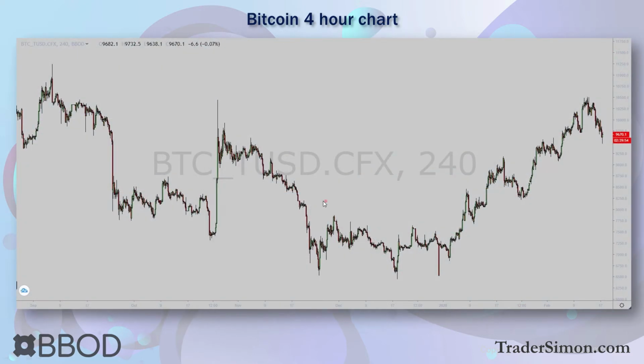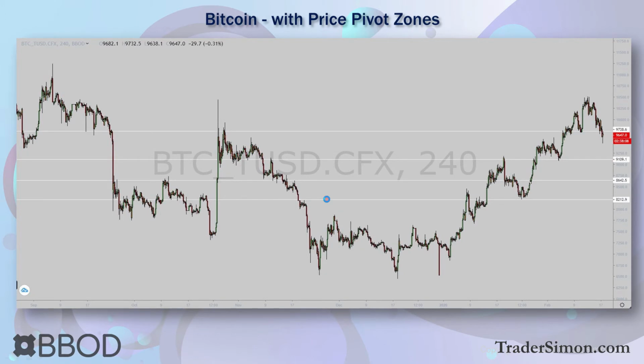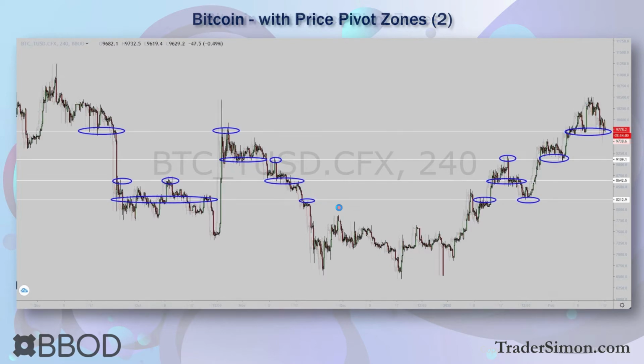Okay, so here we've got the Bitcoin 4-hour chart, and I wonder how many of you can actually spot the price pivot zones before I put the lines on. Okay, well, I'm going to put the lines on now. So we've got a few important price pivot zones, and the reason that I picked these out is where the market has pivoted either side. So let's have a look at the next slide and we can understand a bit more.